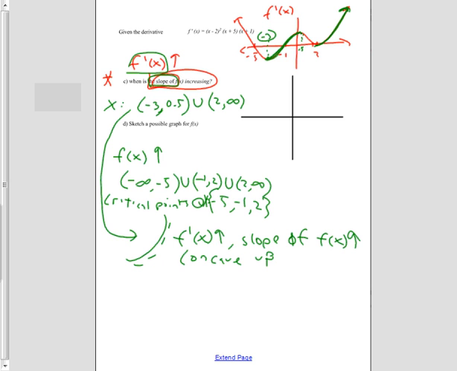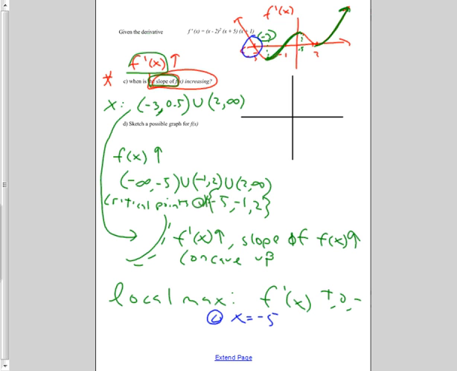What else do we know? What about local max? Local max is where the derivative of x goes from positive to 0 to negative. And that's occurring right here. So we know that there's going to be a local max at x equals -5.